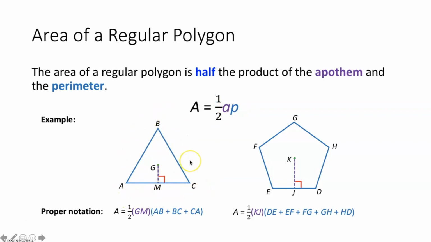If we're looking at this example, for this equilateral triangle ABC, if I want to find the area of this, I would multiply 1/2 times the apothem, the measure of segment GM, times the perimeter, the measure of each of the three sides added together. If I want to find the area of this regular pentagon, I would take 1/2 and multiply it by the apothem, the measure of segment KJ, and then multiply that by the perimeter, the measure of all five sides added together.